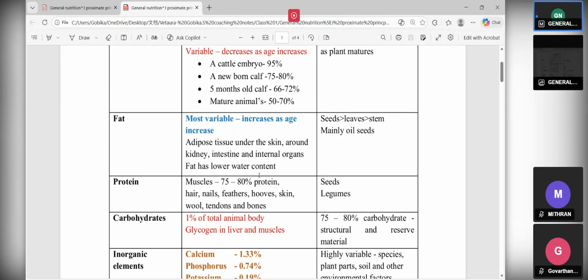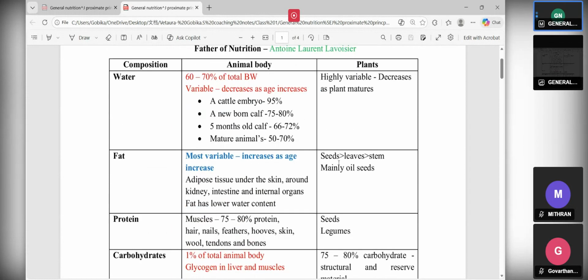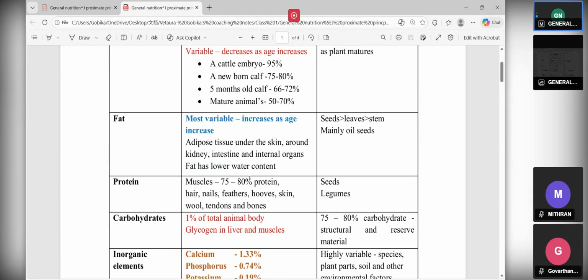Another important point is that fat content is the most variable among all the other compositions, as it is opposite to water. Water decreases as age increases, but fat composition increases as age advances. In plants, we all know that oil seeds have more oil content; we extract oil from oil seeds for cooking. So in plants, seeds contain more oil, followed by leaves, then stems. In plant aspect we should not focus more, because in exams they focus only on animal body composition.